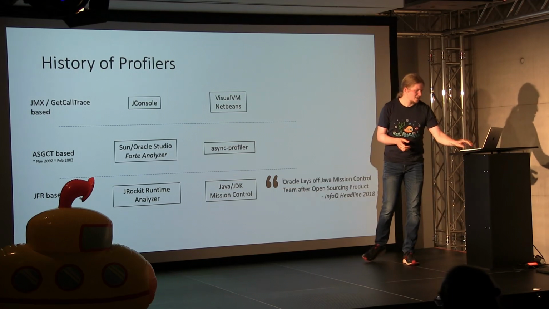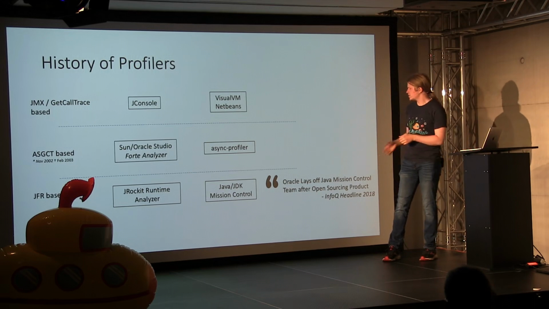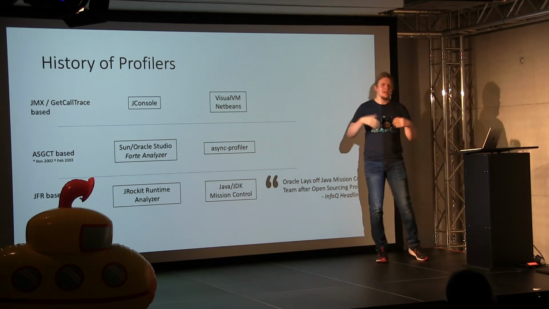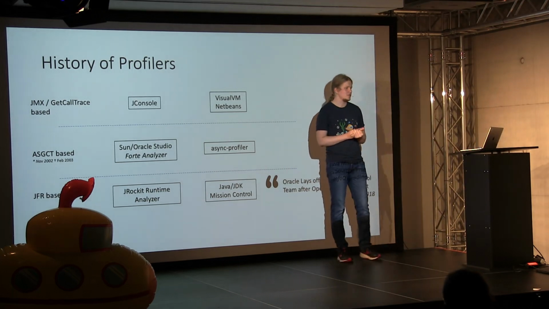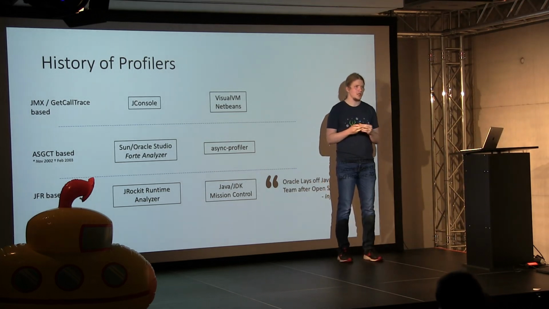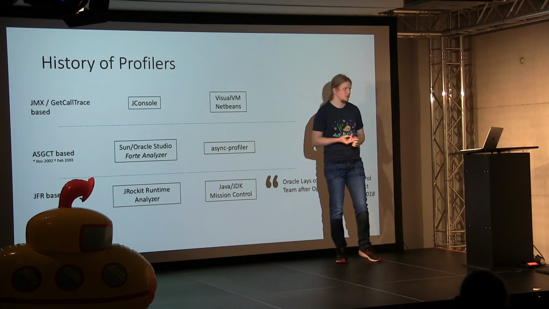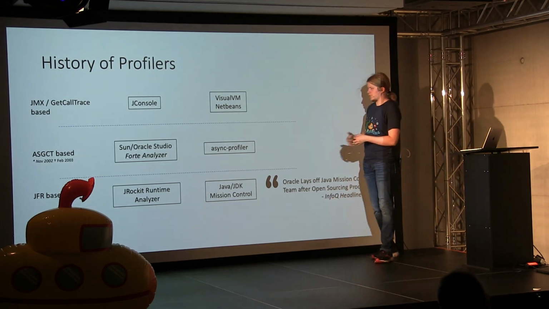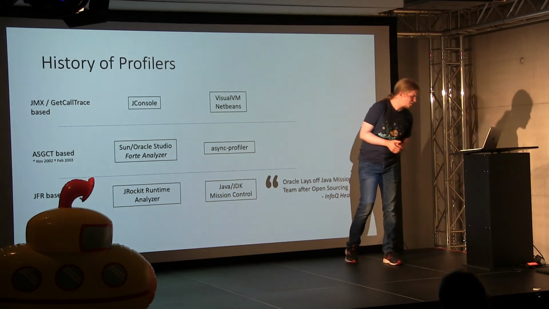And then Oracle open sourced it, so there's a headline from the time, it was in 2018, that tells you: Oracle lays off Java Mission Control team after open sourcing product. It's not kind of death by open sourcing, because afterwards people started to work on it. Essentially, people that worked before on this project worked on it in different companies. For example, Datadog does some work on it. So it's a thriving open source project. But yeah, it has a long history, from like 2008 or so.